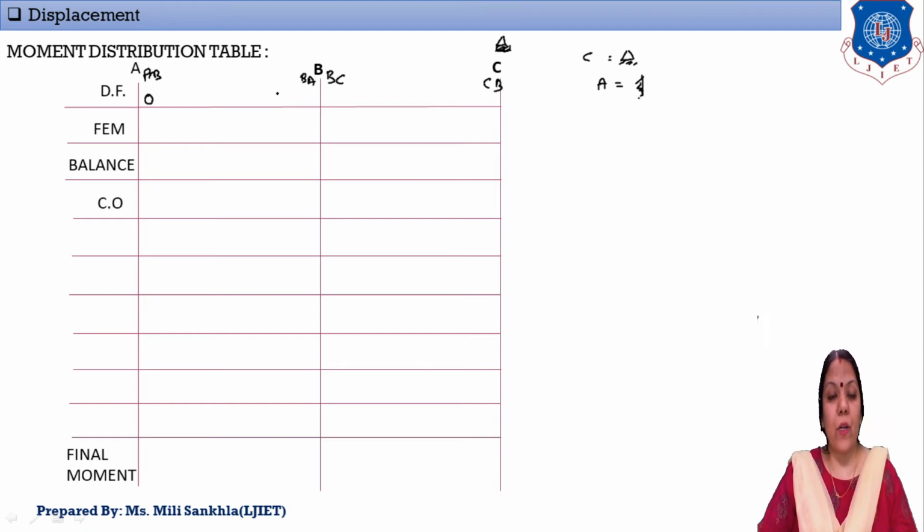At B point our distribution factor is 0.57, and at C point that is 0.43, and this one is 1. Now one by one we mention our fixed end moments. Fixed end moment AB is equal to minus 60. Here our moment is 60, this one is 90, and this one is 90.